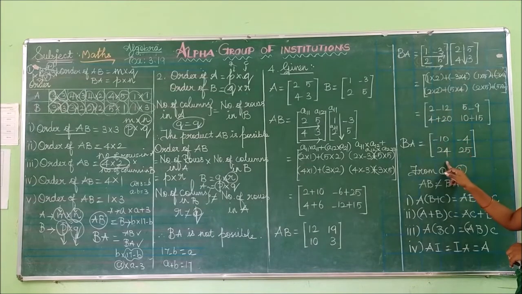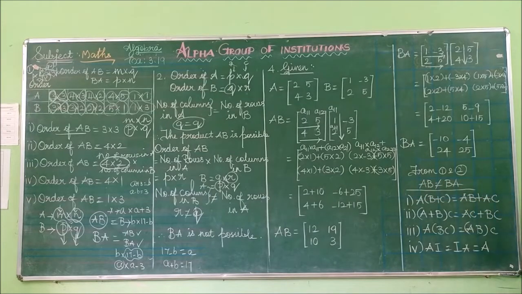4 plus 20 is 24. Then 5 minus 9 is minus 4. 10 plus 15 is 25. Now we got the BA matrix, which is minus 10, minus 4, 24, 25. So we have simply found out AB and BA. Now we want to check whether AB is equal to BA or not. Here our AB is not equal to BA.